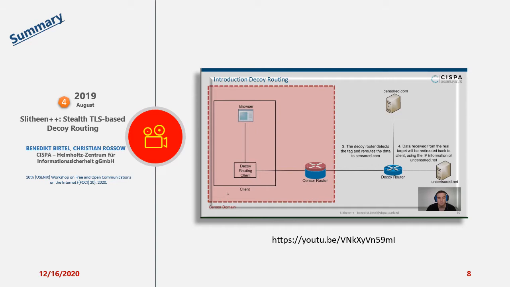Downstream traffic from censored targets gets redirected back to the client and carries the IP information of uncensored.net, tricking the censor into believing the client is connected to uncensored.net.